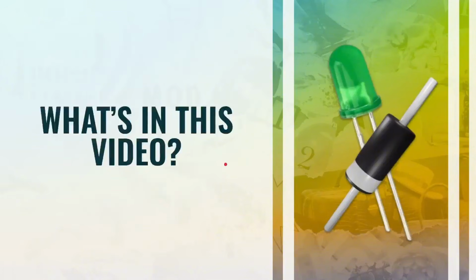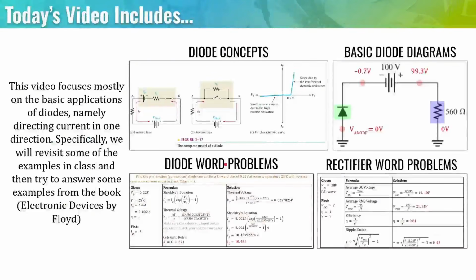Let's see what's in this video. Today's video includes the diode concepts, the basic diode diagrams, diode word problems, and rectifier word problems. Specifically, we're going to revisit some of the examples in class, and then supplement them with some examples from the book. The examples from the book include the ones with answers and fully detailed explanations at the starting part, and near the ending part, we're going to try to answer the chapter test from Electronic Devices by Floyd.